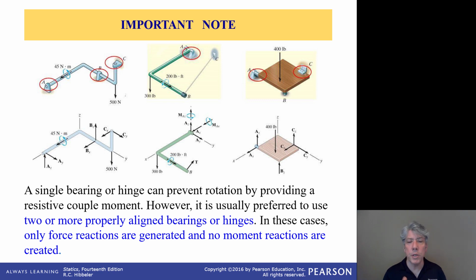Now, I don't mean rotation about the axis of the shaft passing through it, but rotation in the other two directions. It's usually preferred, though, to use a pair of hinges or some other way of supporting the shaft going through the bearing so that the bearings don't have to take a moment load. Generally, what you want is only force reactions in your bearings. Sometimes you can't get by with that, but you'll see when I work some example problems how all of this works together.